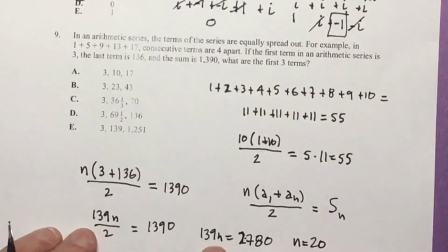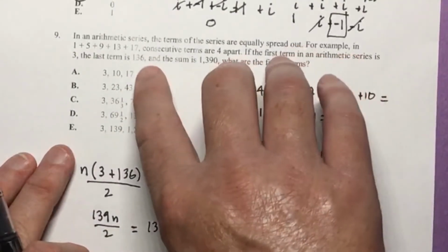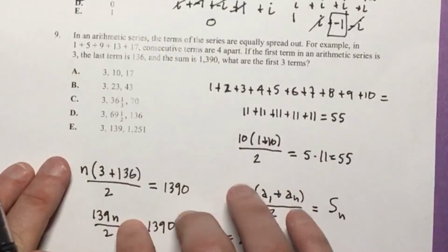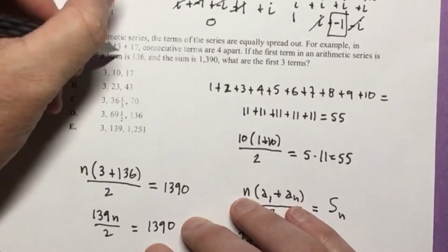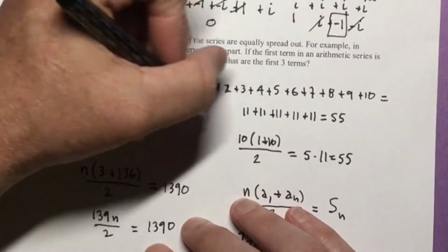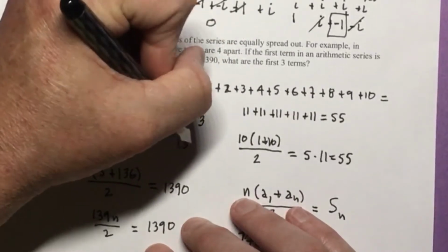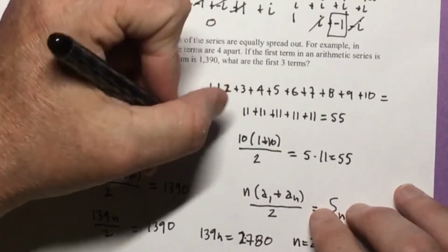So I want to take 136 minus 3. That's my last term minus my first term. Okay, so how far have I covered from 3 to 136? That'll be 136 minus 3. I've covered a range of 133, and I've done it in 19 steps.